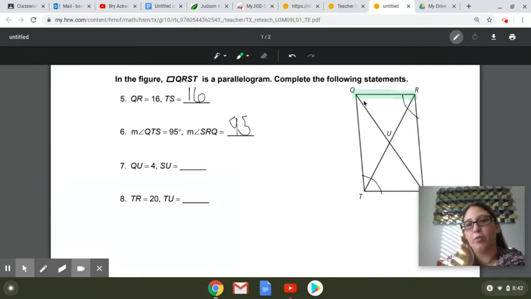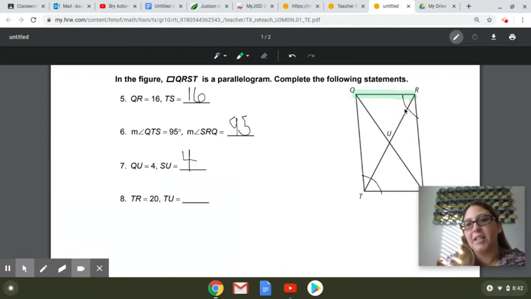Okay? All right, the next one is QU. So QU is this little piece right here. Okay, and it's saying that that's 4. And it's asking you what SU is. So SU is this other piece. Now remember, the diagonals bisect each other. So U is a midpoint. So if this little piece QU is 4, then we know also that SU will also be 4 because the diagonals bisect each other.